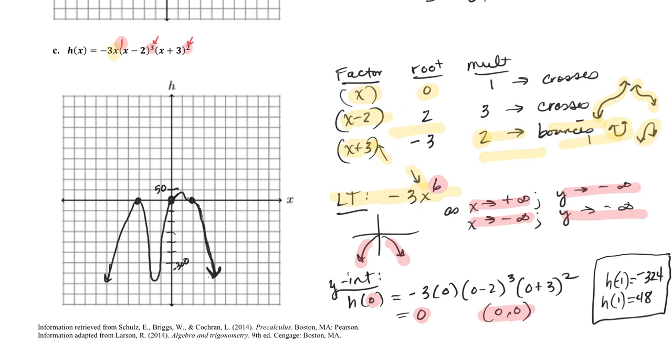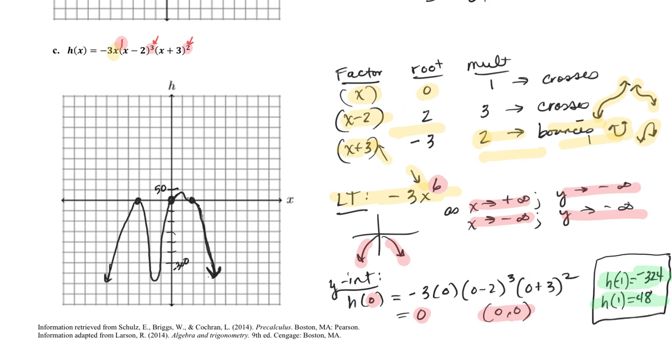Now, I don't really have a ton of information, and I don't know exactly how this graph behaves between the x-intercepts. How high does it go? What are those values? It might be nice to know so I can get a graph that is as accurate as possible. So if you need some more points, graph some more points. And so that's what I did. I evaluated h of -1, and the value is -324. And I evaluated h of 1, and the value is 48.